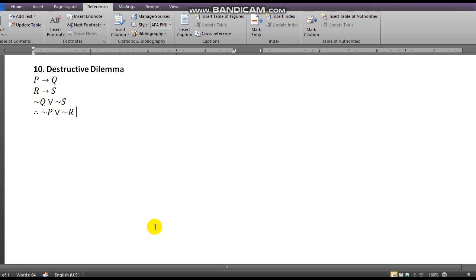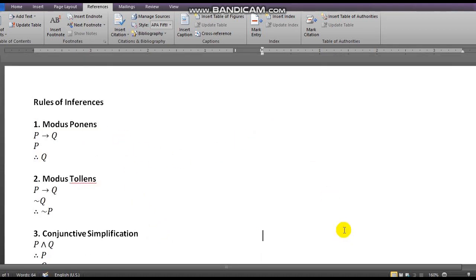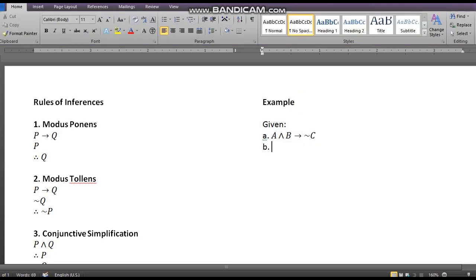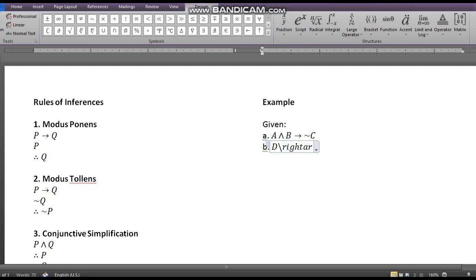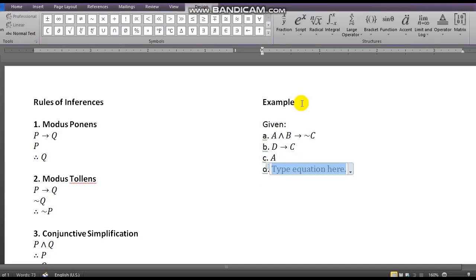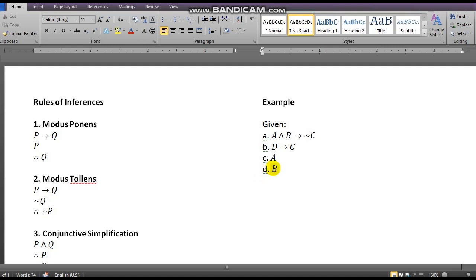Let's have an example. Our statements are given: A and B implies not C. Next, we have D implies C. Next is A, and next is B. So we know that these four statements are true.